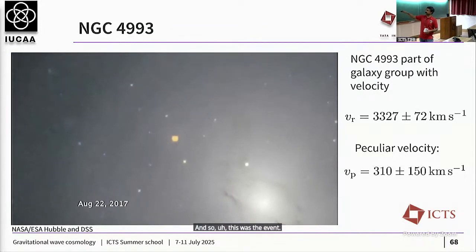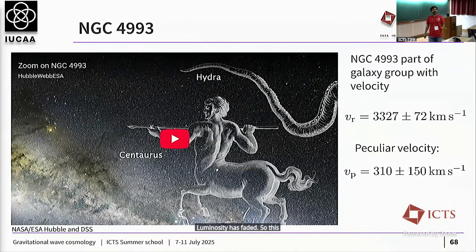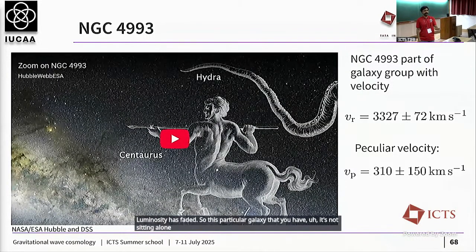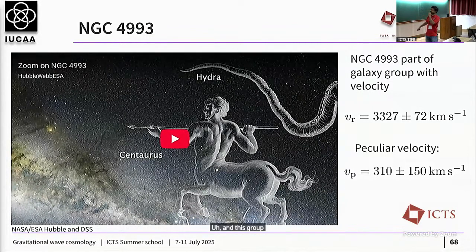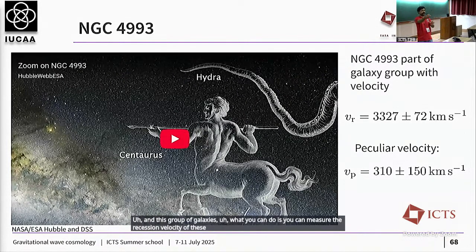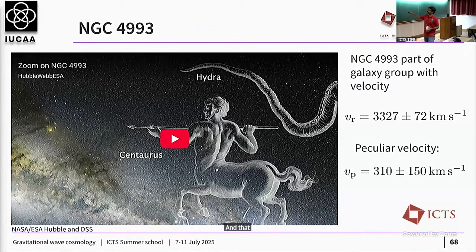You can see it's quite reddish because this is August 22, so quite a bit later after the event was found. And then as time goes on, you will see that its luminosity has faded. So this particular galaxy that you have is not sitting alone. It is also part of a group of galaxies. And for this group of galaxies, you can measure the recession velocity of these galaxies with respect to the CMB frame. That recession velocity is about 3,327 plus minus 72 kilometers per second. So this was well measured.